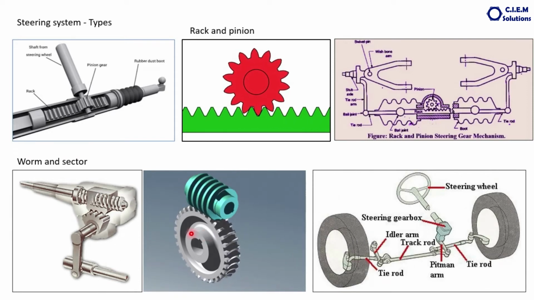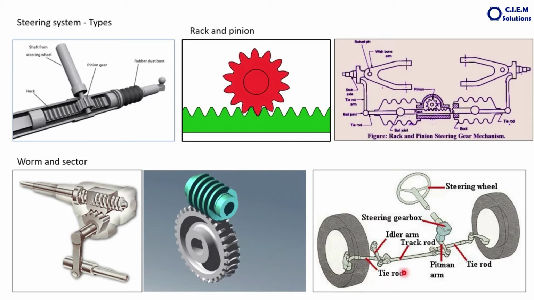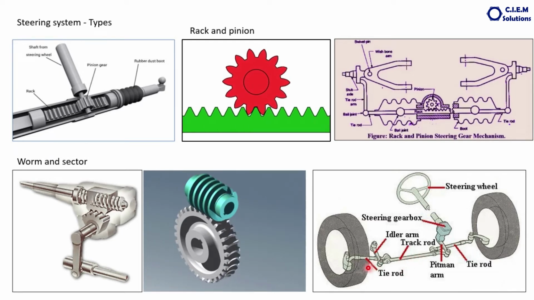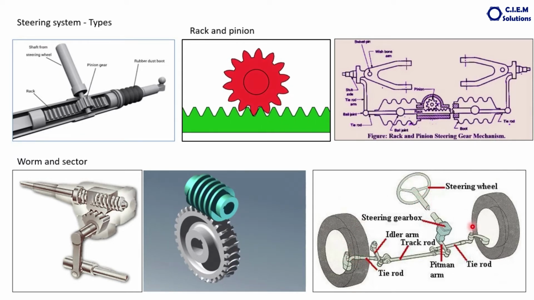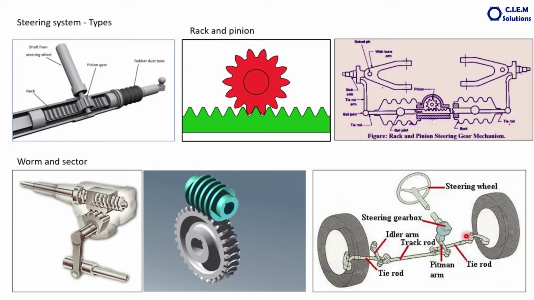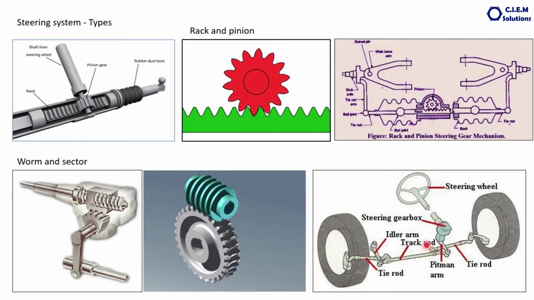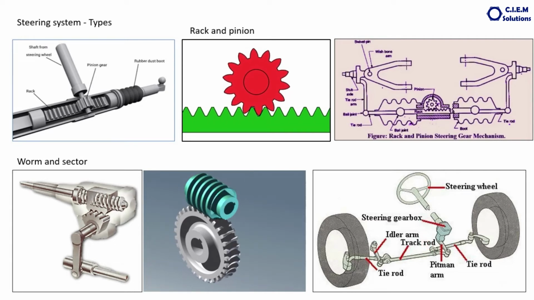This is the mechanism. The linkages remain the same. The tie rods, track rod, these are the arms, tie rod ends, these are the wheels. Steering wheel, steering shaft, everything. The only difference is this gear mechanism, where the driver gets the mechanical advantage, and the gearing mechanism changes from model to model.